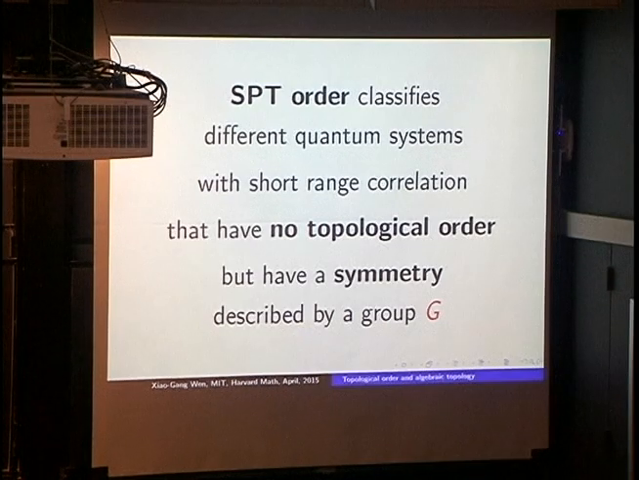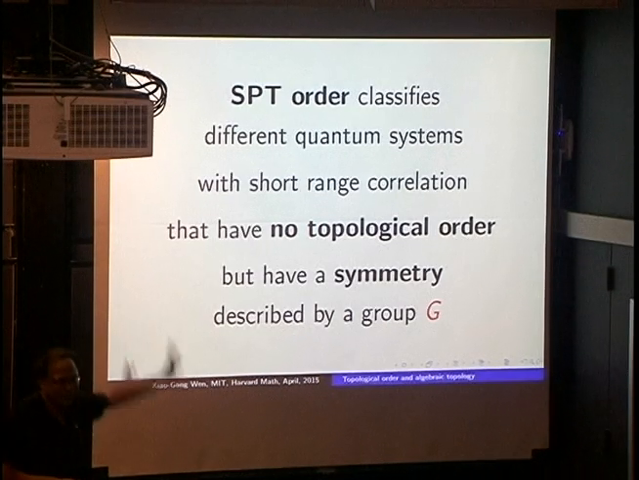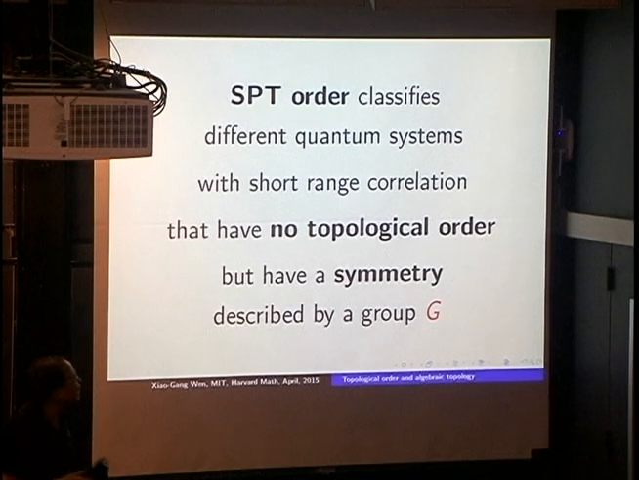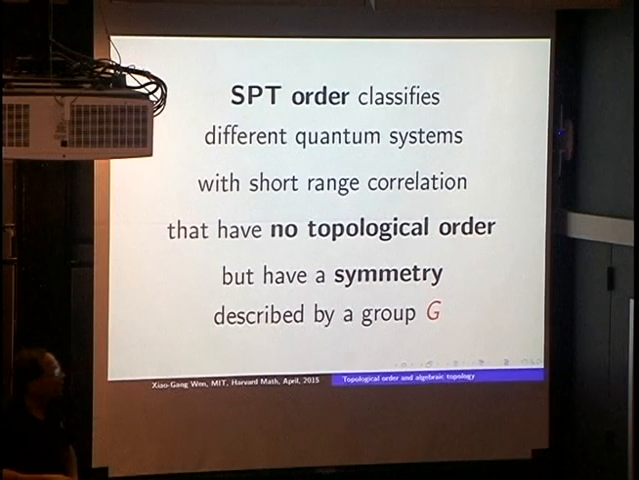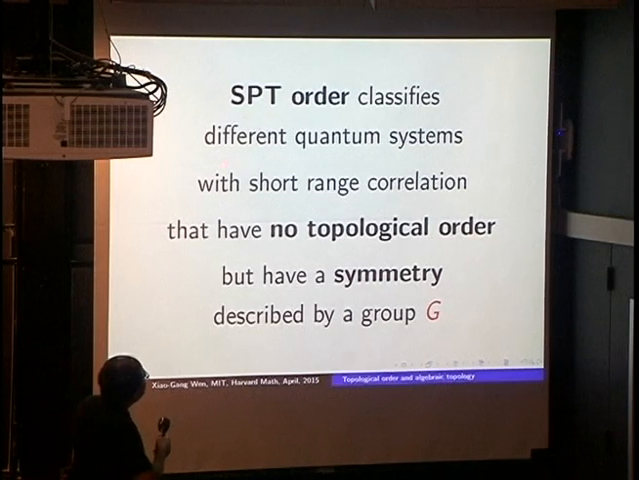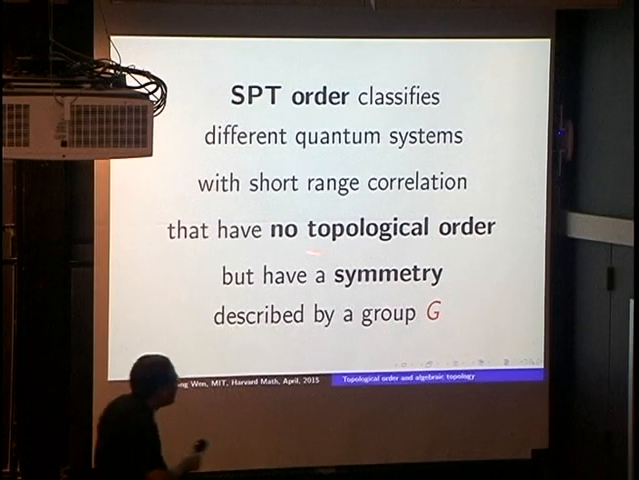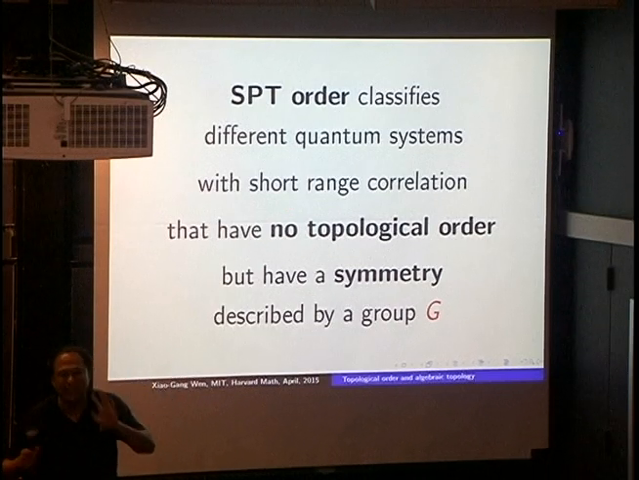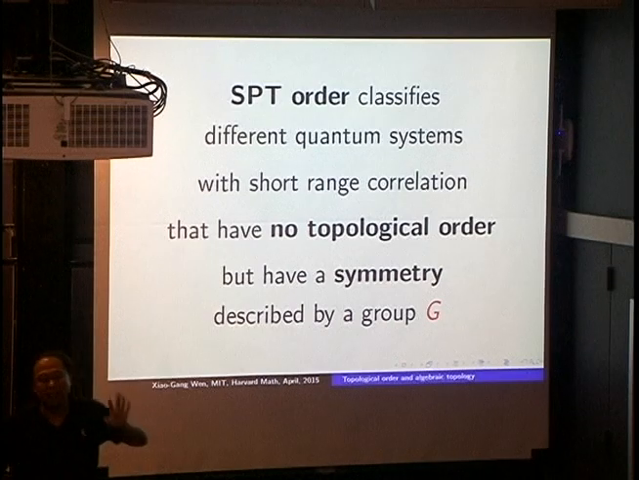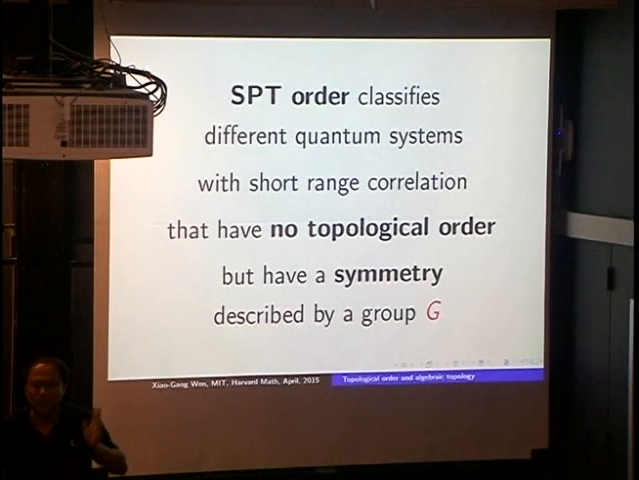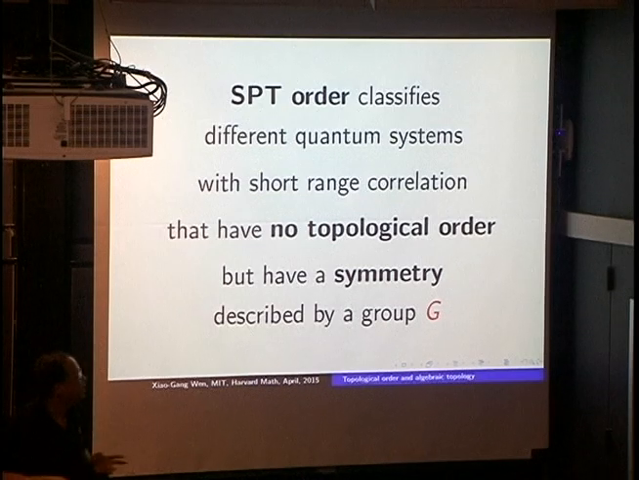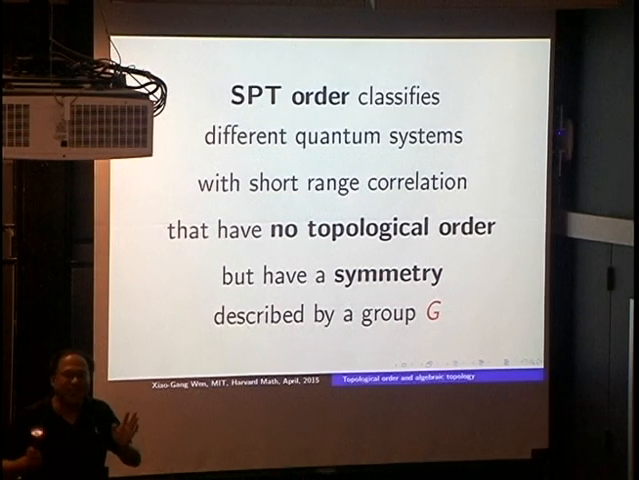So that's the next topic. That should be the main topic, but maybe I'll just briefly summarize this for the sake of time. This seems an easier question. Basically, we want to classify different quantum phases with short-range correlation but that have no topological order, because classifying topological order is pretty difficult. Trivial only classifies a subset of topological order. To classify every topological order is pretty difficult, even in higher dimension.